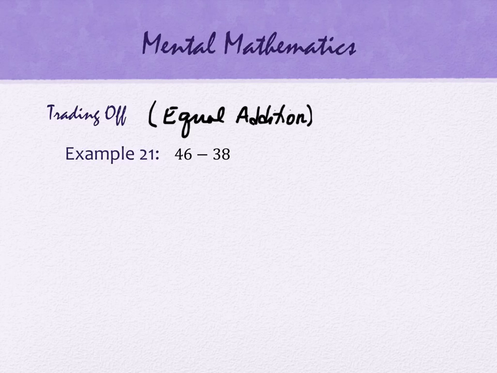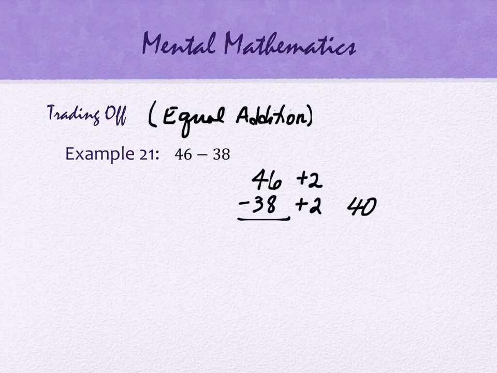Equal addition, okay? So again, the whole goal with equal addition is not to borrow. The idea is to create numbers that are easier to work with. So what would I like the 38 to be? Well, I'd like it to be 40, right? So I'd have to add 2 to this to get to 40. This is a subtraction problem though, right? So if I add 2 to the bottom, I would also add 2 to the top because we're trying to keep the differences equal. 46 plus 2 would be 48. And then I would subtract 48 minus 40 to give me 8. Okay, we've already done that one before.